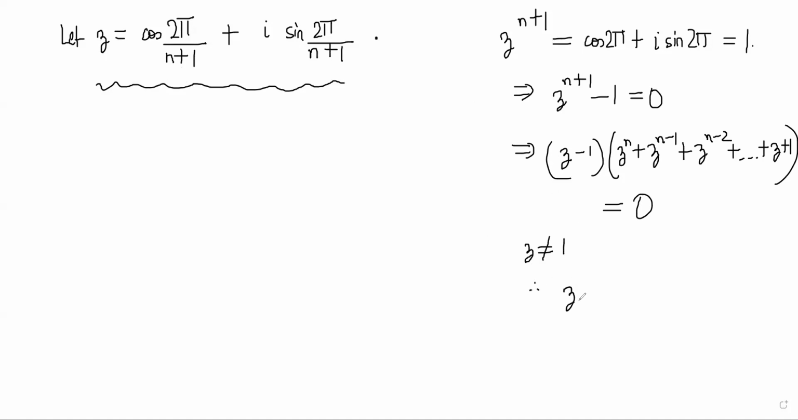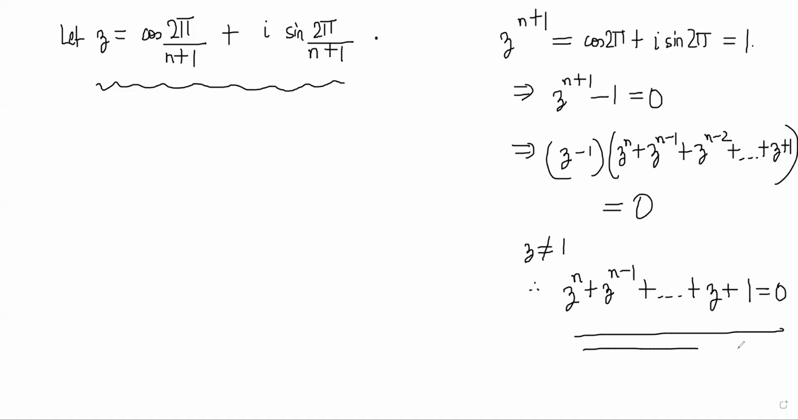Therefore, what we get is z power n plus z power n minus 1 and so on plus z plus 1 is equal to 0. This is a result that we have gotten if we took z as the n plus 1th root of 1. Right? If z is equal to this, then this result is true. Right? Now, let's try to use that identity by taking different values of theta.